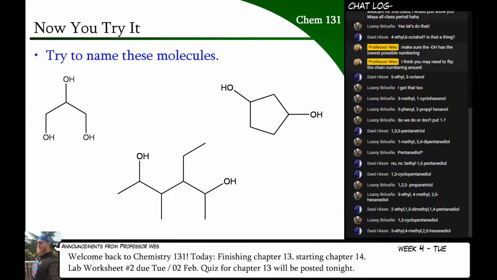All right, let's go over the answers. So I'm going to start over here on this left one. So this is glycerol. We're going to talk about glycerol again later on in the chapter. 1, 2, 3. 1, 2, 3. Propane, and propane 1,2,3 triol.